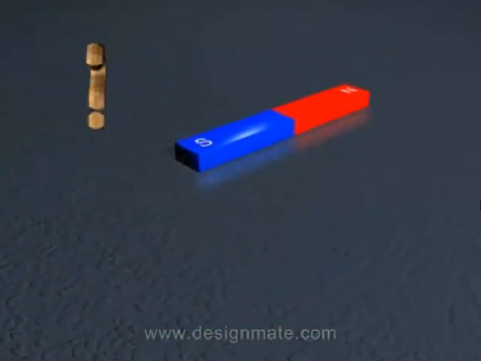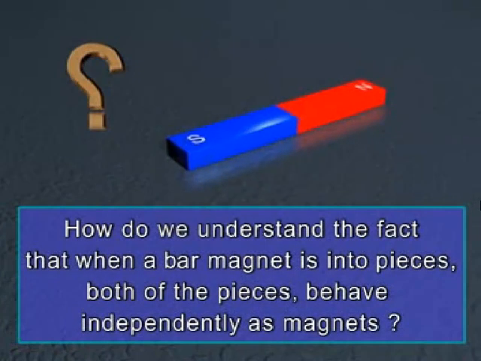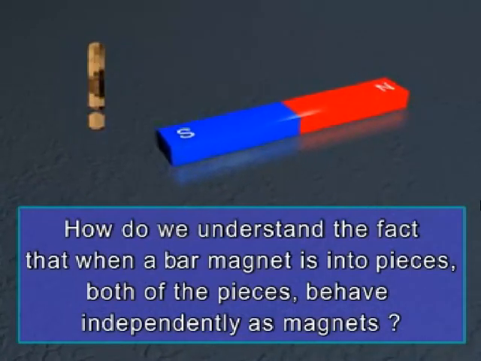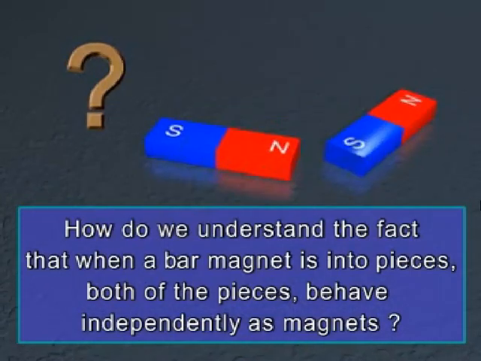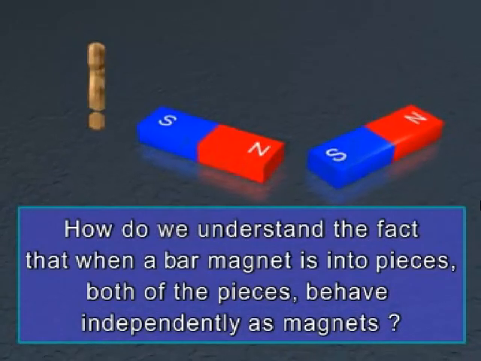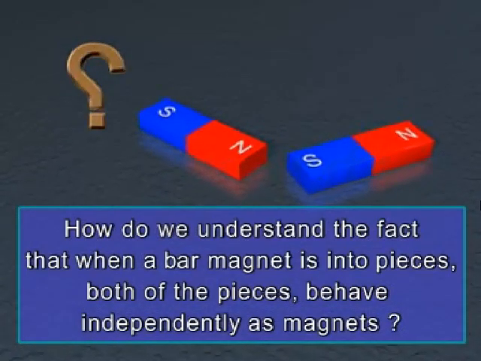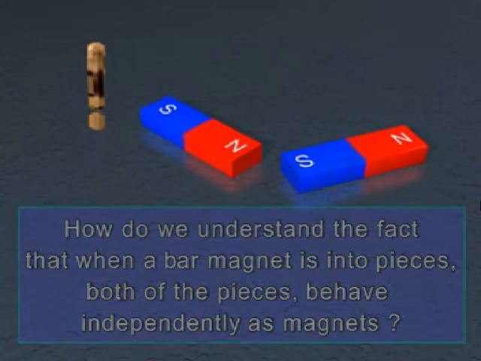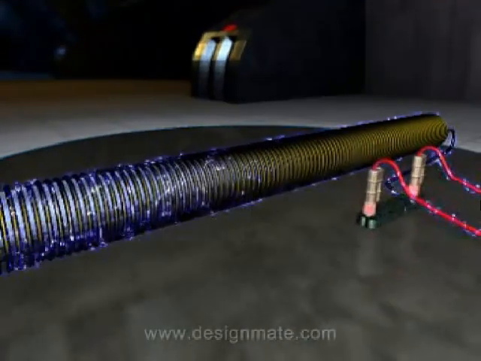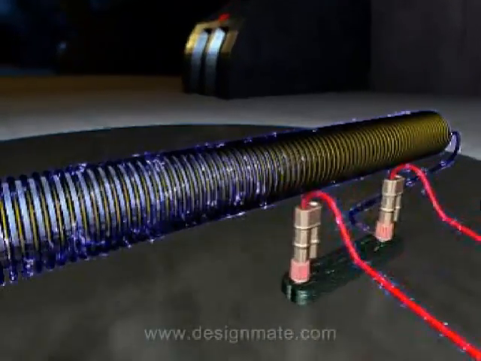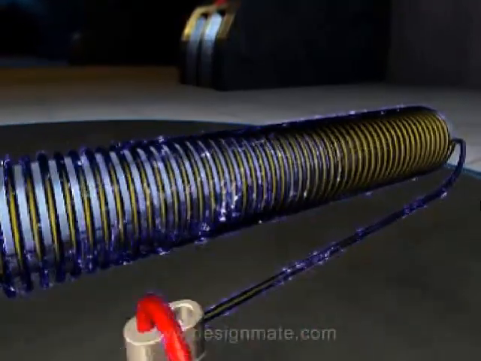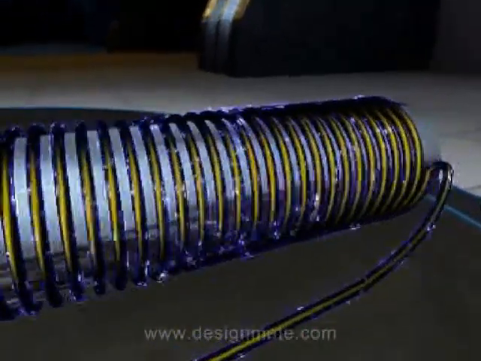The question can be further extended. How do we understand the fact that when a bar magnet is cut into two pieces, both of the pieces behave independently as magnets? To analyze this, let us try to see how a current-carrying solenoid behaves as a bar magnet.